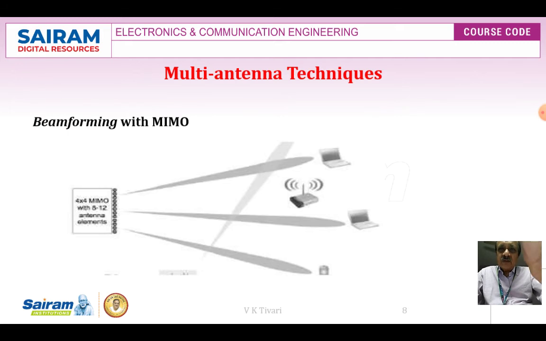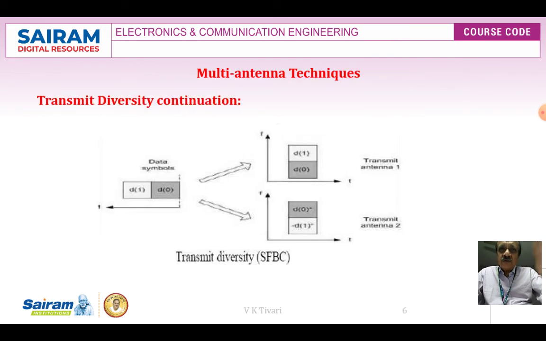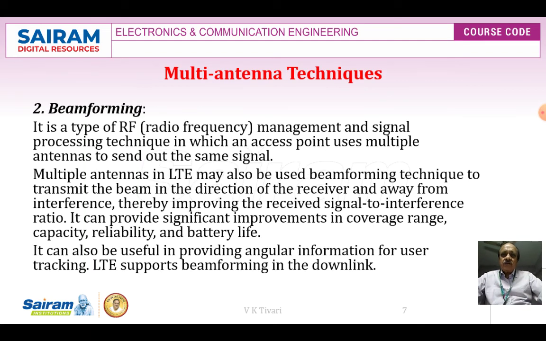In the technique above, we used transmit diversity, where we send the signals from the various antennas. In beamforming, it is not for any receiver or any users, but in one particular direction only, toward the receiver. The entire intensity we are putting in one direction.